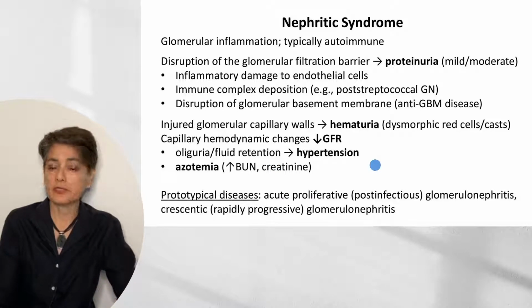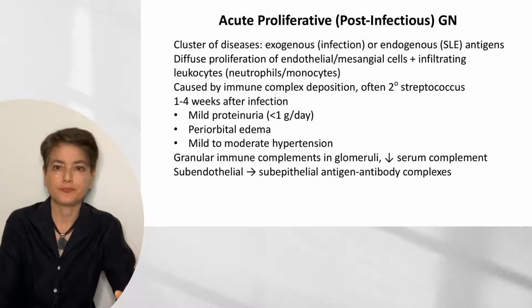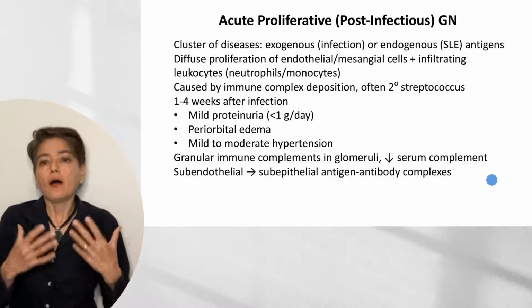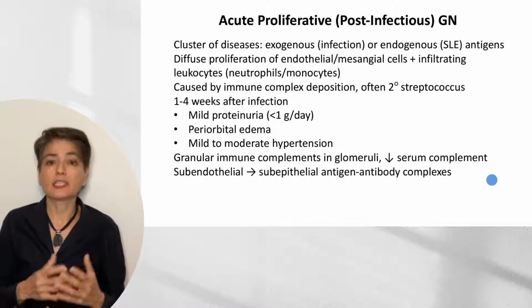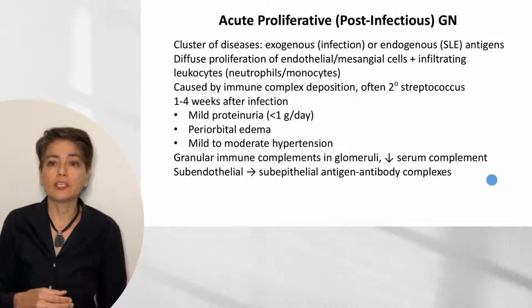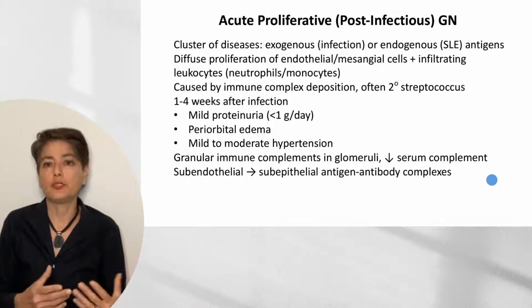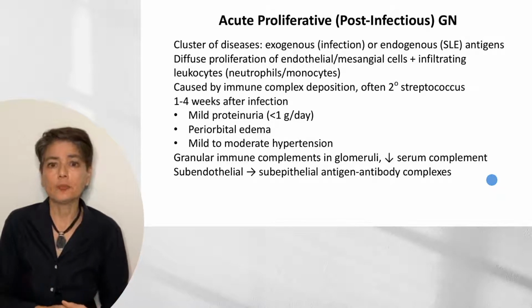Now, prototypical diseases are listed here. We're going to focus on the first one here, acute proliferative, also known as post-infectious glomerulonephritis. What we call acute proliferative post-infectious glomerulonephritis is actually a cluster of diseases, and you can get it due to exogenous or endogenous antigens. So exogenous antigens may be due to infection like streptococcus, or endogenous as we see in lupus.